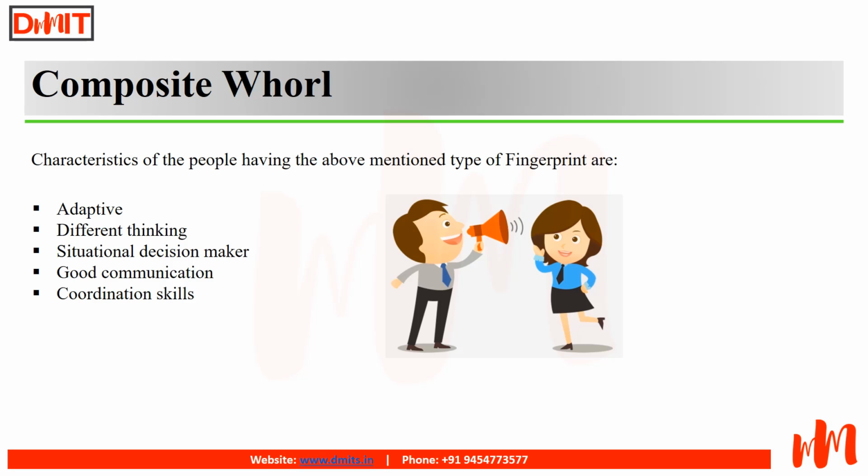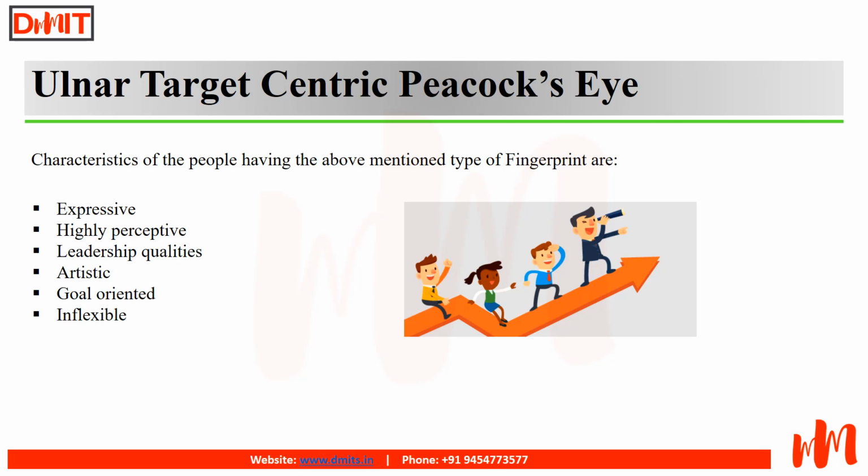Next is ulnar target centric peacock's eye. Such people are generally considered to be expressive, highly perceptive, they possess leadership qualities, they are artistic and goal oriented, as well as inflexible. These are the traits possessed by such people who have ulnar target centric peacock's eye type of fingerprint.